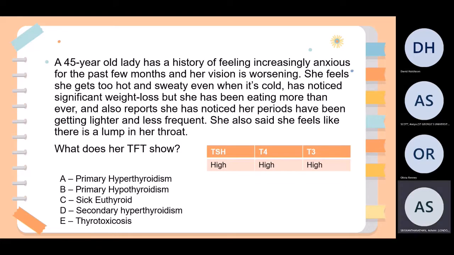Oh, next one. So you've got a 45-year-old lady who has a history of feeling increasingly anxious for the past few months, and her vision is worsening. She feels she gets too hot and sweaty even when it's cold, has noticed significant weight loss, and she's been eating more than ever. She also reports her periods have been getting lighter and less frequent. She also said she feels like there is a lump in her throat. What do her TFTs show?